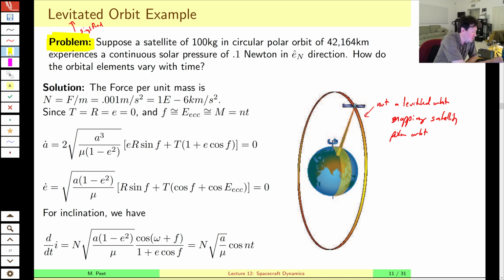So we've got a satellite, mass 100 kilograms. Now the mass becomes important because you need to normalize these forces per unit mass. It's in a circular polar orbit, high orbit, 42,000 kilometers. That's radius, of course. And we assume there's a sun over here. Let's see if I can draw the sun somewhere. Here's the sun.